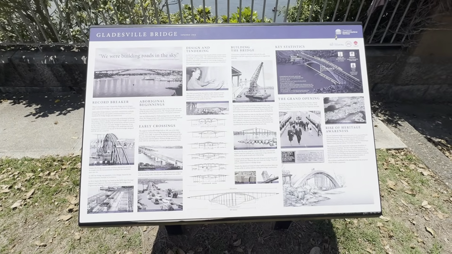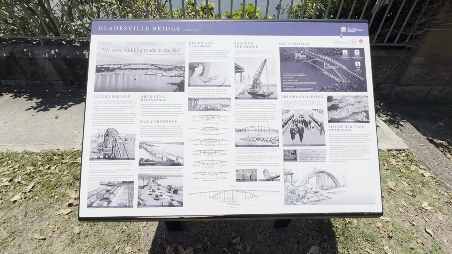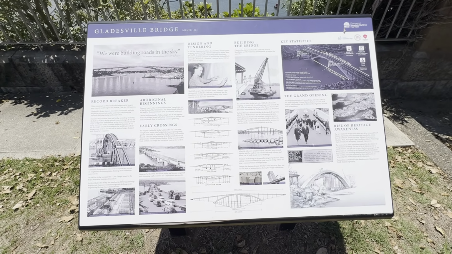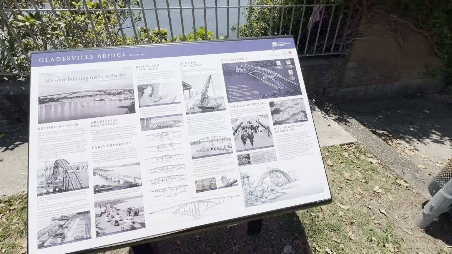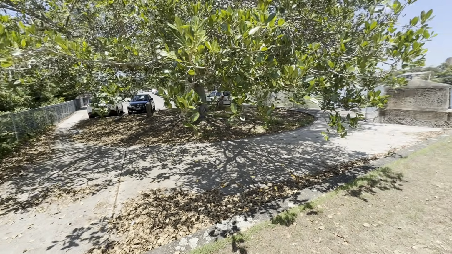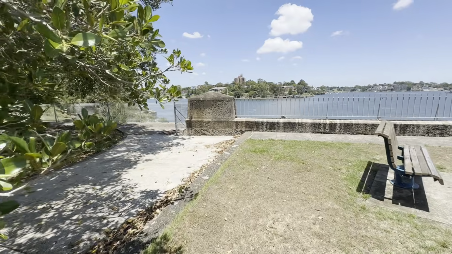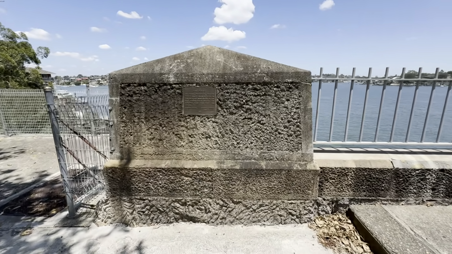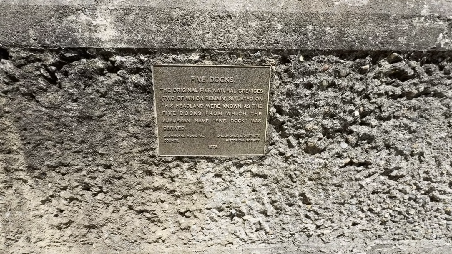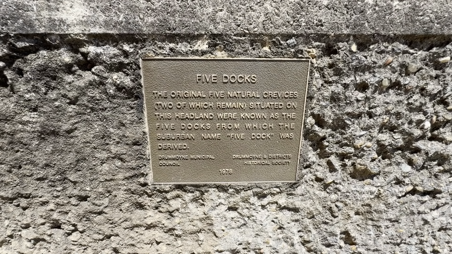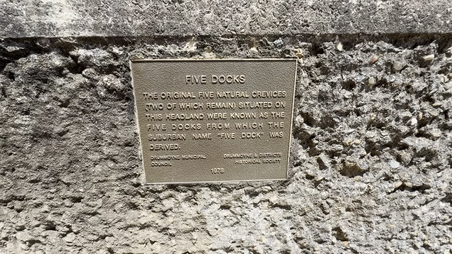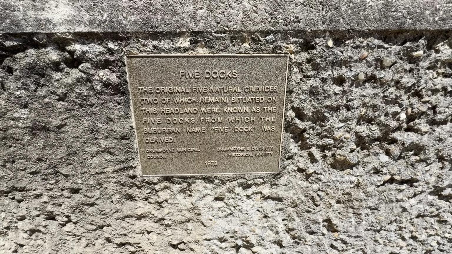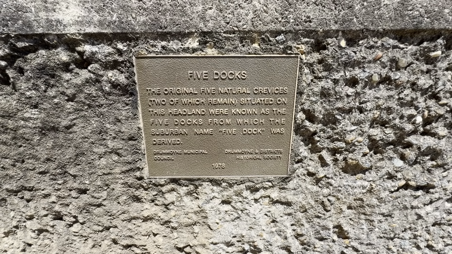Alrighty, but yeah, is it similar or the same information as the other one? But even if it's not, the other one I was a bit more thorough with, but this one here, I've put that photo up there so you can all just have a look. But yeah, there is another plaque here. Five docks. The original 5 natural crevices, 2 of which remain situated on this headland, were known as the 5 docks, from which the suburban name 5 Dock was derived.